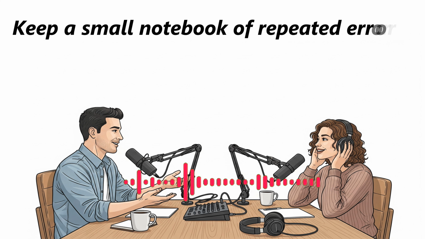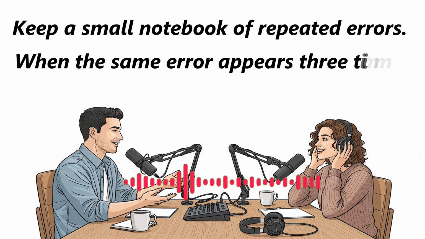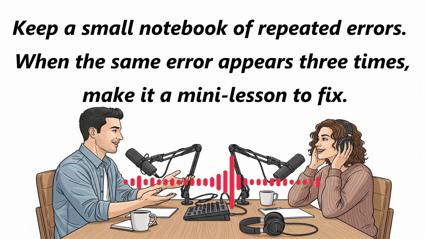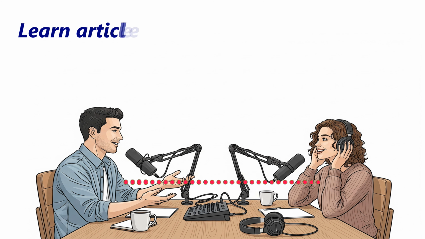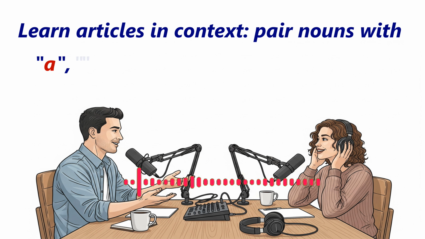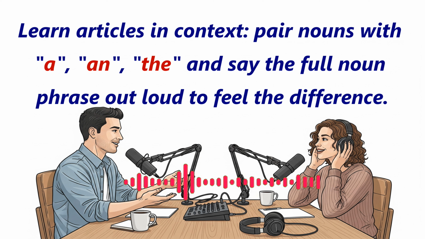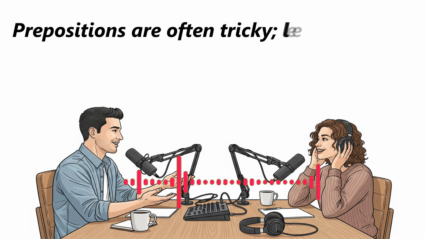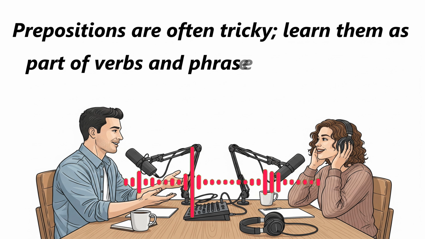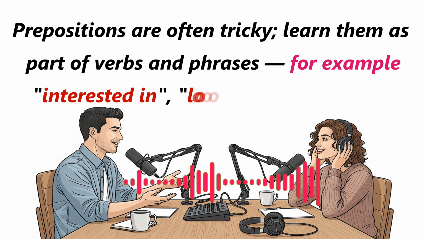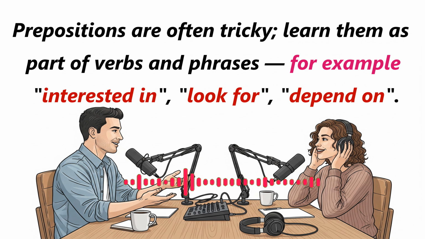Keep a small notebook of repeated errors. When the same error appears 3 times, make it a mini lesson to fix. Learn articles in context. Pair nouns with a, an, the, and say the full noun phrase out loud to feel the difference. Prepositions are often tricky. Learn them as part of verbs and phrases. For example, interested in, look for, depend on.